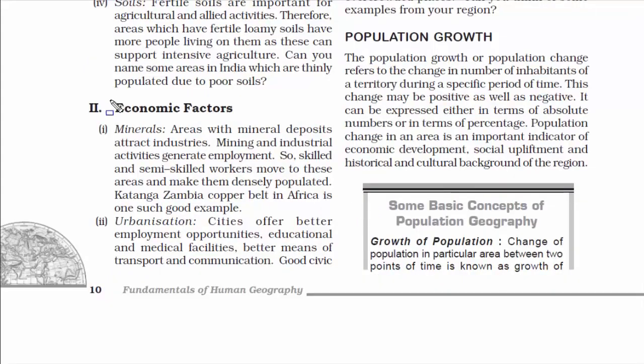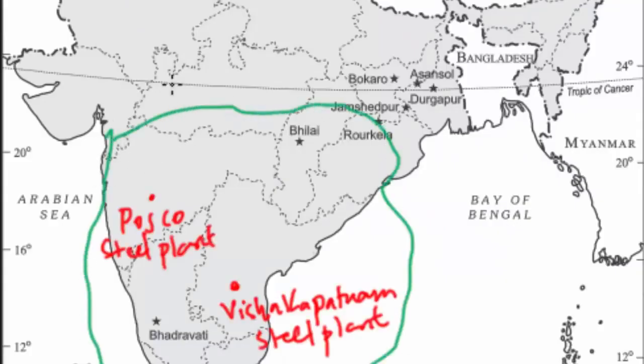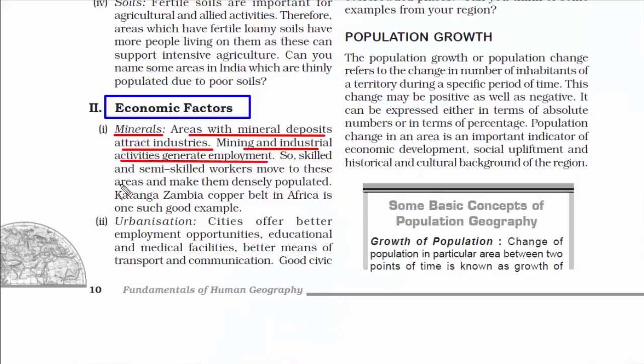Now coming to the second factor, economic factors. Whenever the word economic comes, we are directly referring to businesses, profit, loss, wages, income and all these kinds of things. So the first one under this is minerals. Areas with mineral deposits attract industries. This is so true. Take a look around all the iron and steel industries in India. You will find majority of them in the regions of Peninsula Plateau or Chota Nagpur Plateau. And these regions are usually rich in iron ores. Mining and industrial activities generate employment, so skilled and semi-skilled workers move to these areas and make them densely populated.